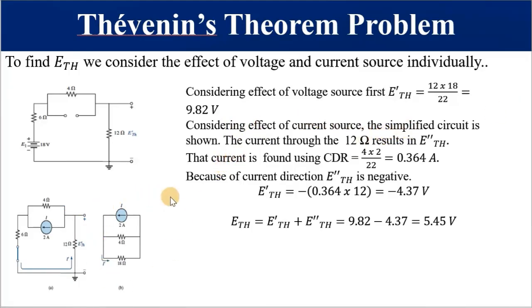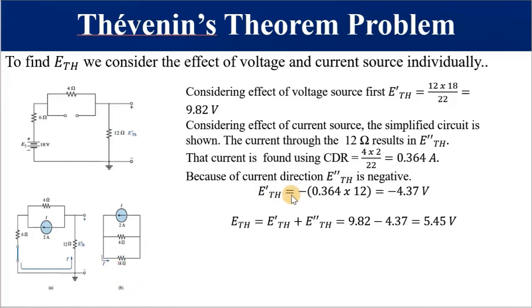This is the simplified circuit. Sometimes you need to simplify the circuit so that you can visualize. The current through the 12 ohm is our Thevenin prime, and to find it we are going to use CDR. So we are going to say 4 times the input current 2 amps divided by the sum of the parallel combination, that's 22, and we are going to get 0.364 amps. This is the current flowing through this resistor.